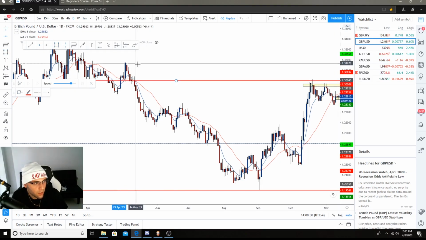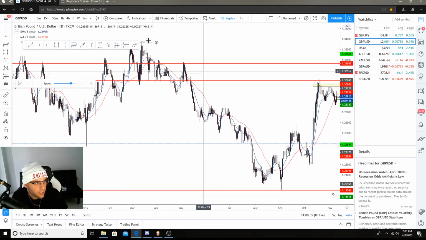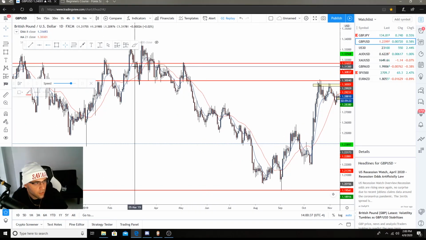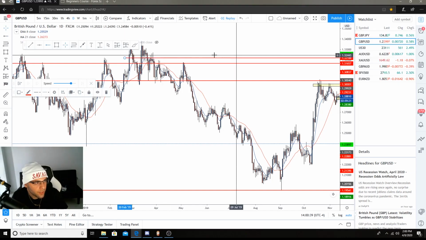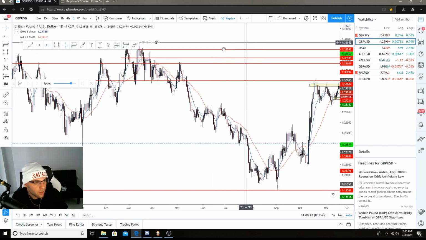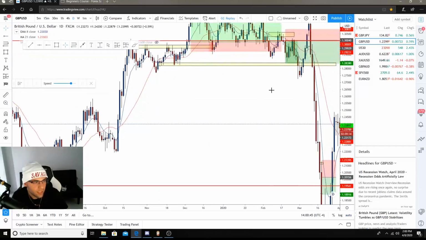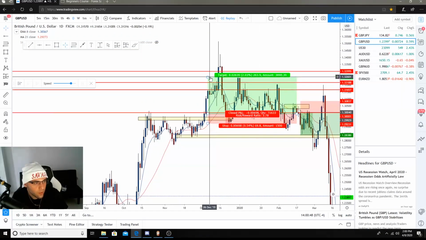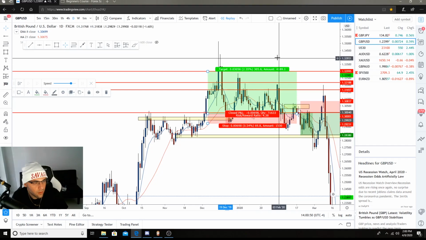That would be 1. That would be 2. And that would be 3 up here. Let's see if they all hit. You know, that would be 3 right up here. Let's just put 4 right here just to be safe. Let's see. Oh my God, price ended up hitting all of them. Insane. So look at that.